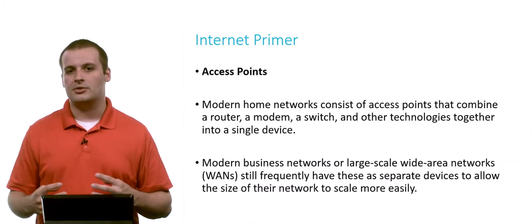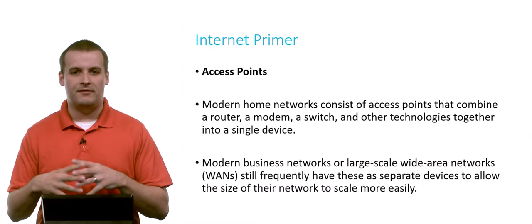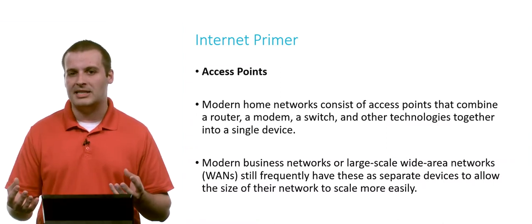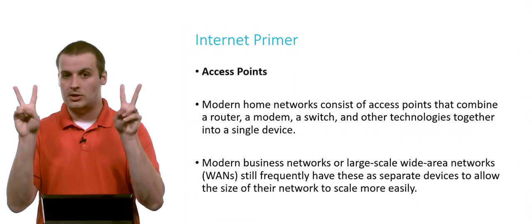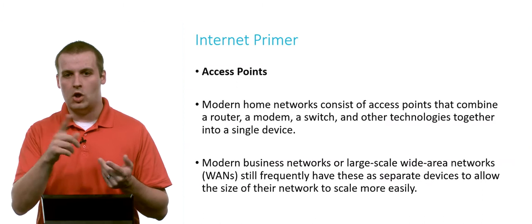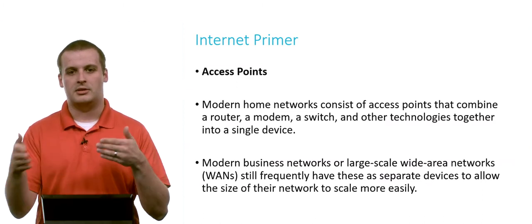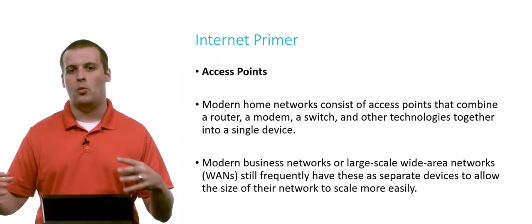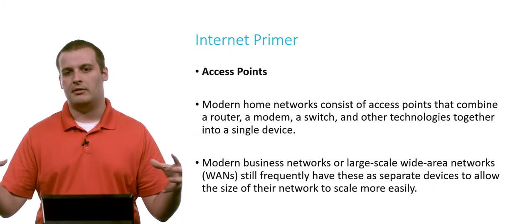Large-scale business networks, or so-called wide area networks, WANs, actually keep these devices separate. They have a switch, they have routers, they have multiple access points. For example, at a university, you'll see things that look like so-called routers mounted all around campus. Those are all access points that flow into routers, switches, etc., to pass information along, because these networks are so big that one single access point can't cover the large area.